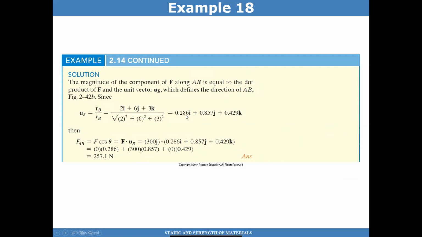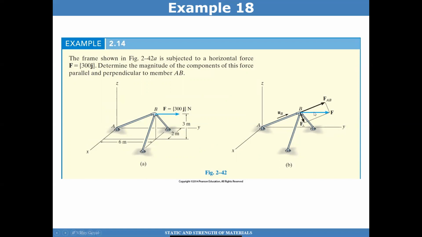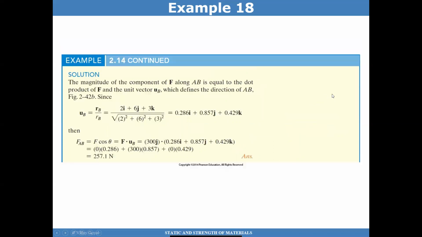Okay. So now that I have that, it's easy to take this force F and project it along this line. And so that's simply F dot UB, which is F cosine theta. And so I know F, which is 300j. And so all I have to do is take that dot product, and I get 257.1 newtons. And that's a force acting in that direction.